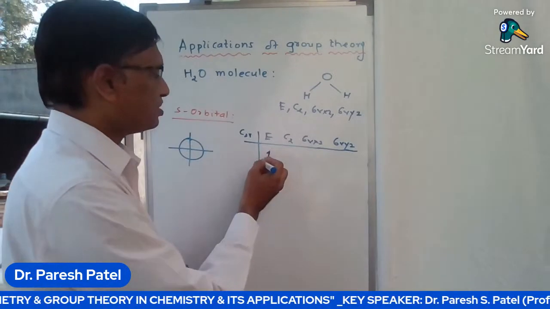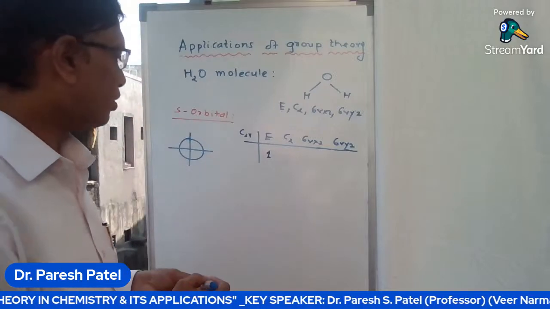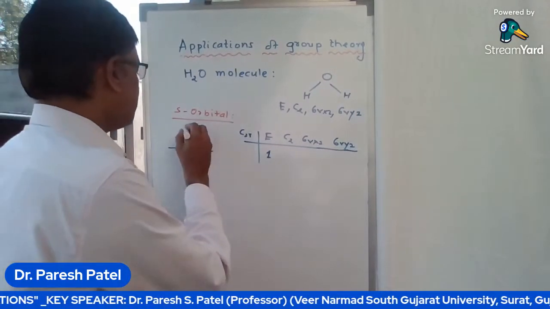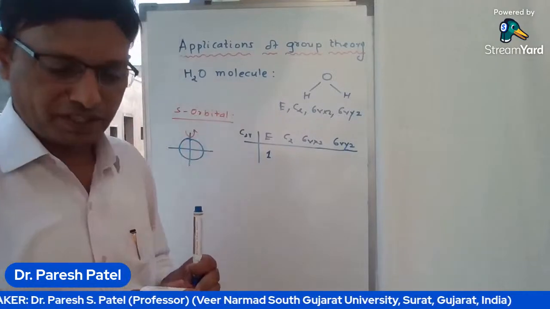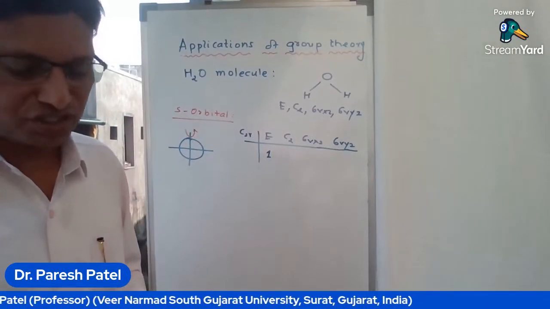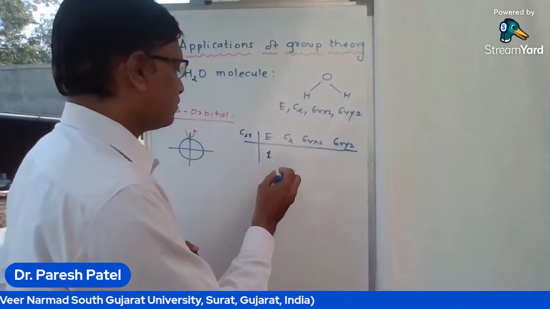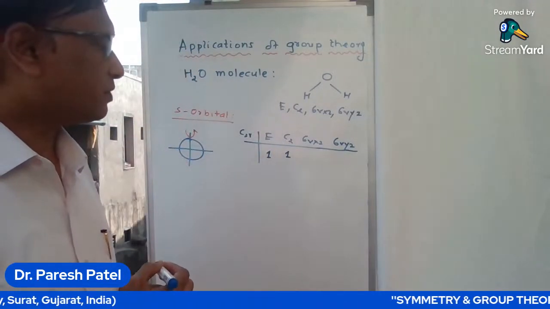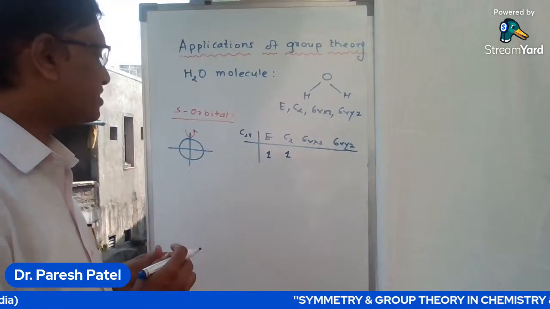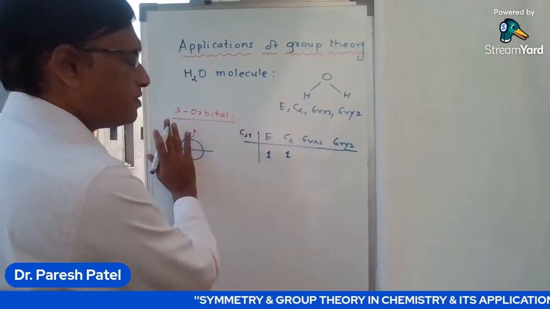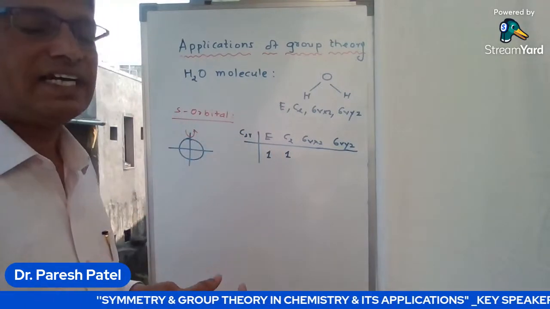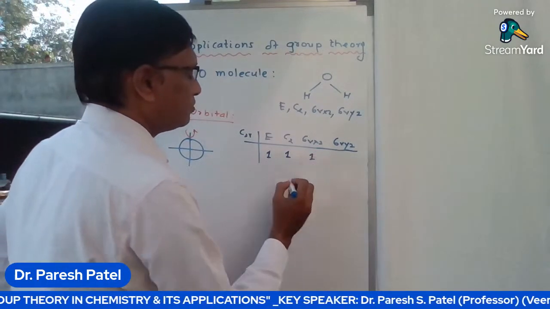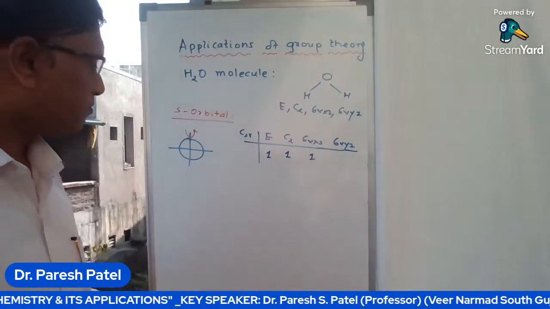So the character is +1. If we operate C2 on the spherical shape of the s orbital, there is no change in the spherical shape, so the character is +1. Sigma Vxz: if you operate sigma Vxz, this is the molecular plane, and there is no change in the spherical shape of the s orbital. So the character is +1.